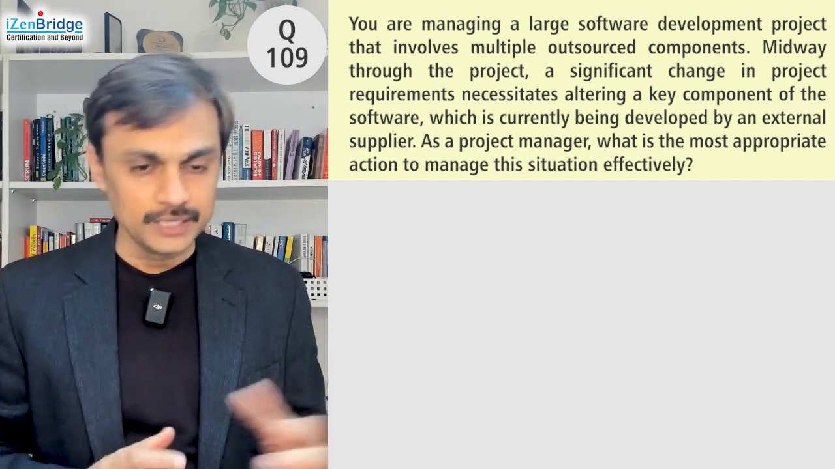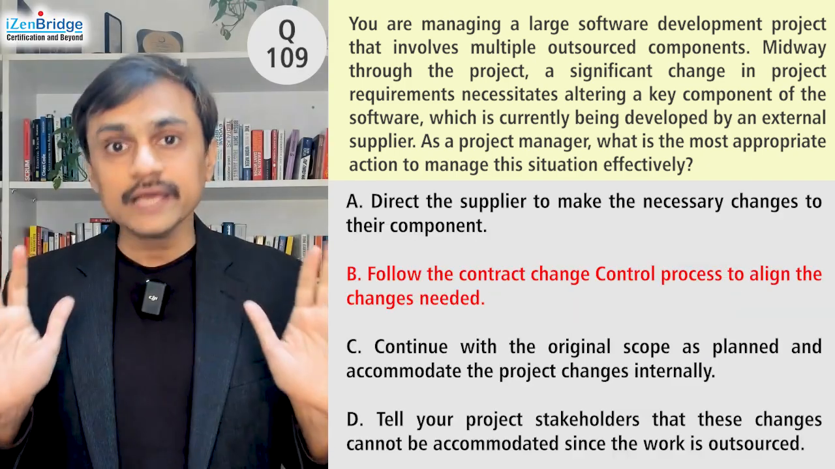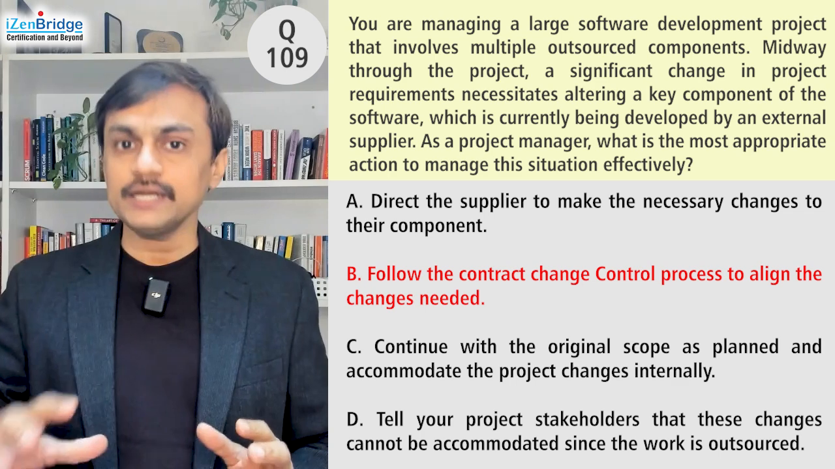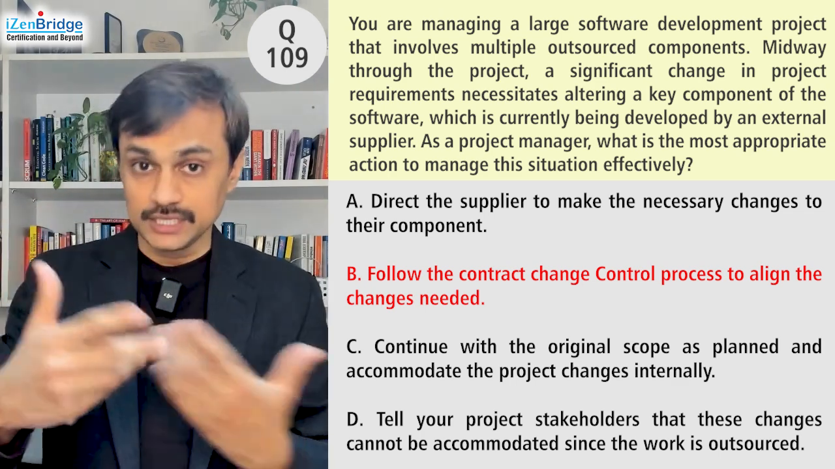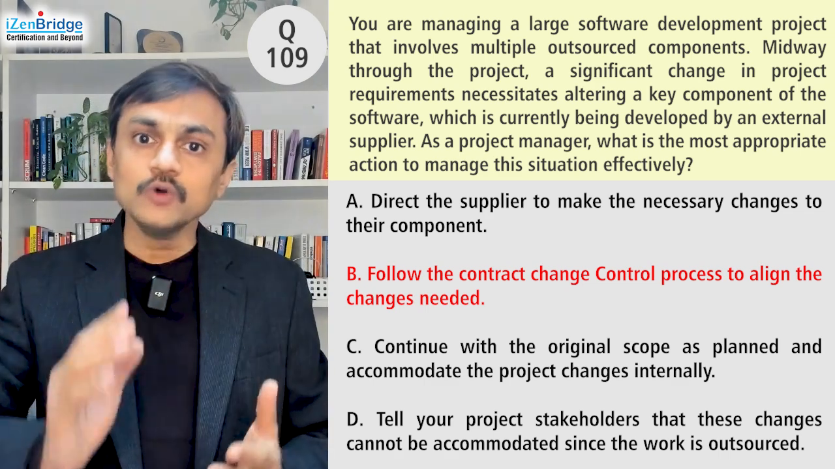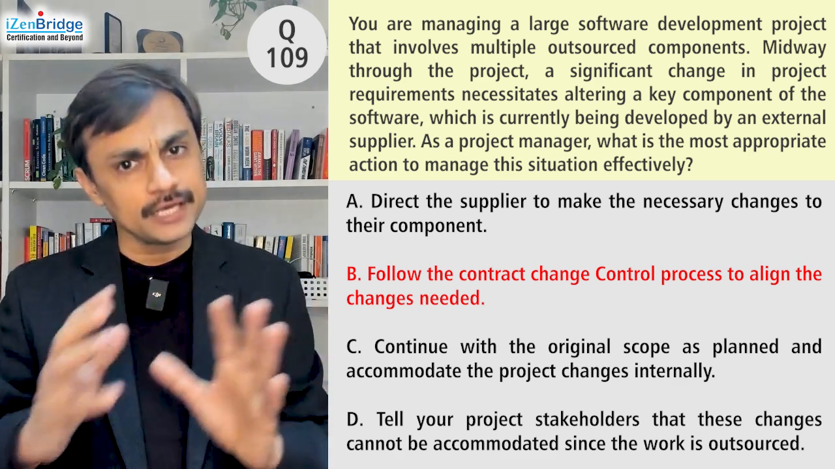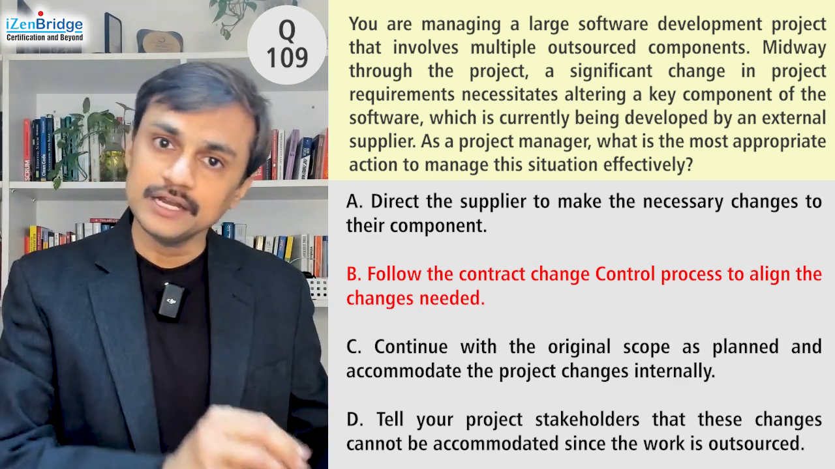Let's see option B. Follow the contract change control process to align the changes needed. Looks like a great idea. So we understand that with each contract, with each vendor, inside the contract we should have clarity about how to manage the changes, and the various definitions of change and the implications of change, cost and timeline are defined there.